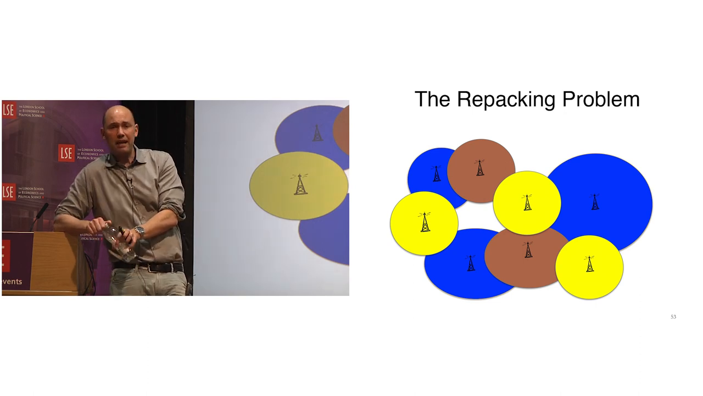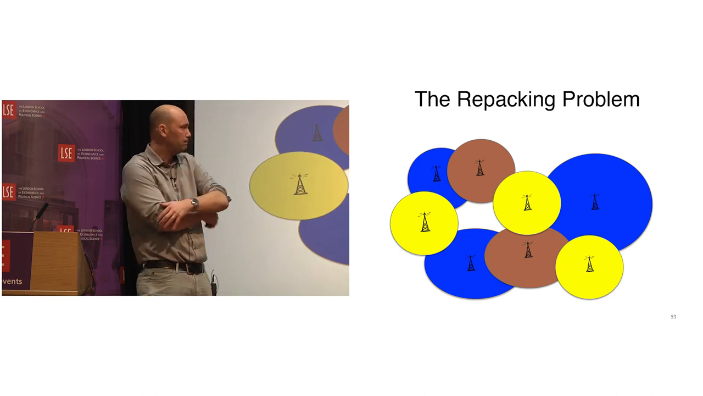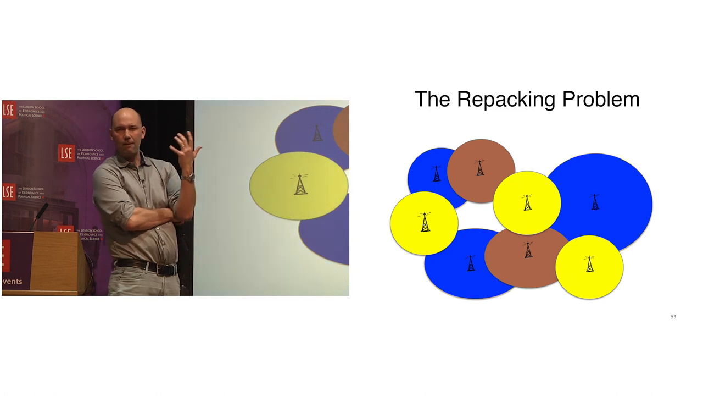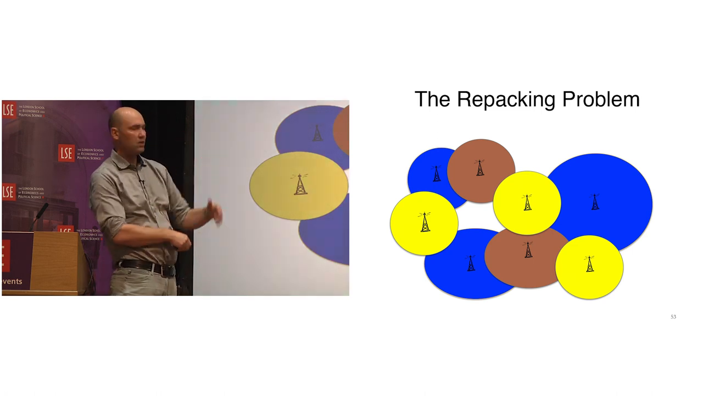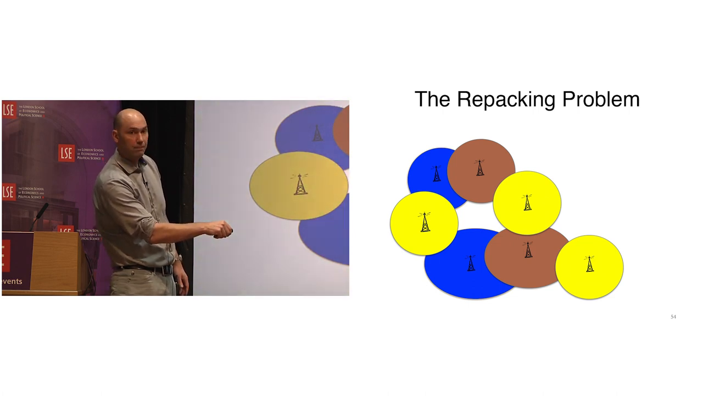So, 3 channels are currently in use: the yellow, the blue, and the brown channel. And you can see that there's no way you could keep all these stations on the air while assigning them to less than 3 channels. Because over here on the right, there are 3 mutually overlapping stations. So they're each going to need their own channel.